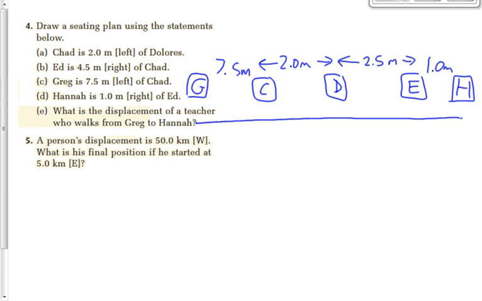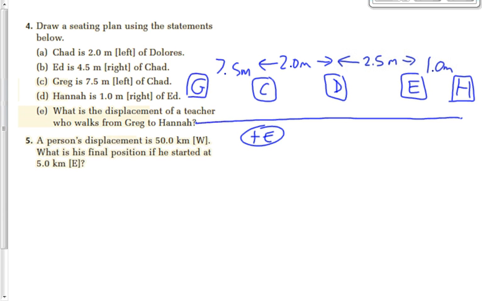5. This one I helped somebody with yesterday. A little bit tricky. A person's displacement is 50 kilometers to the west. What's his final position if he started at 5 kilometers to the east? Let's make east positive first. Okay.